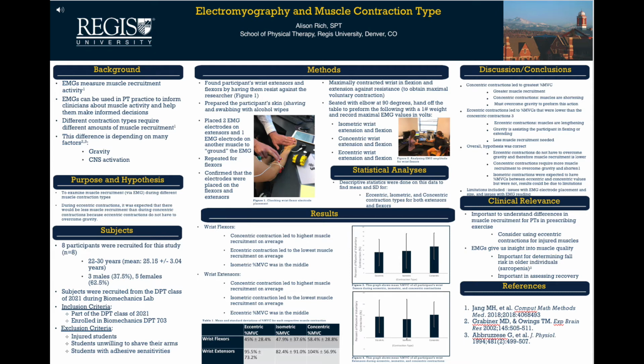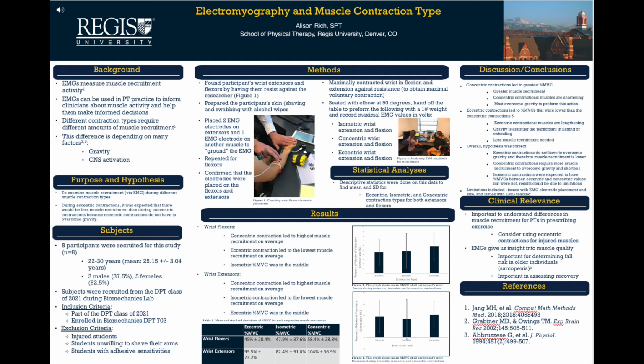So overall, the concentric contractions led to the greatest percent MVC for both flexors and extensors. This tells us that there was greater muscle recruitment. During concentric contractions, muscles are shortening and they must overcome gravity to perform this action. That is why more muscles are recruited. For eccentric contractions, they were lower than concentric contractions because as the muscle is lengthening, gravity is assisting the participant in flexion or extension, and they do not have to overcome gravity.